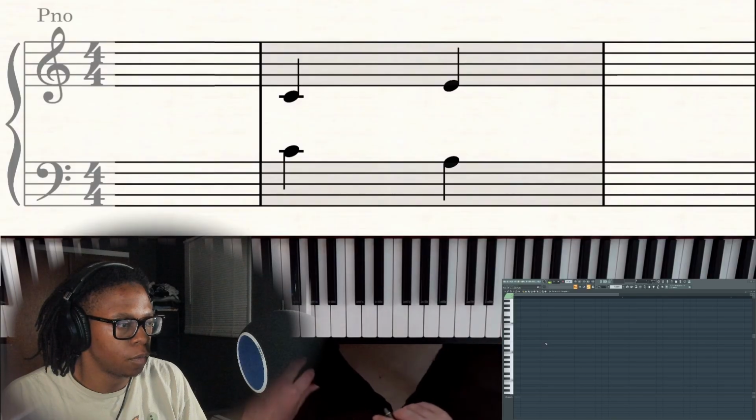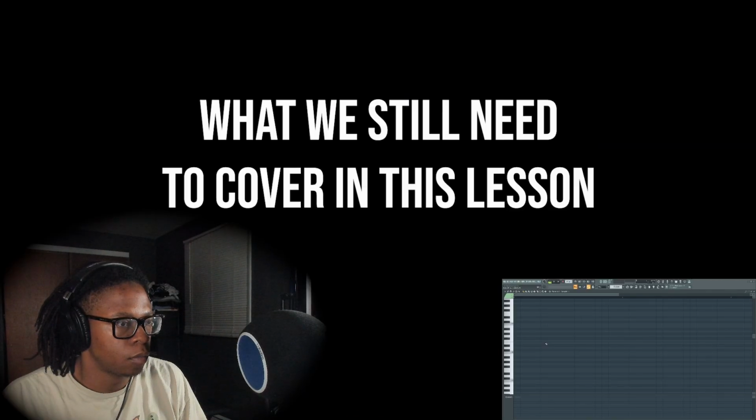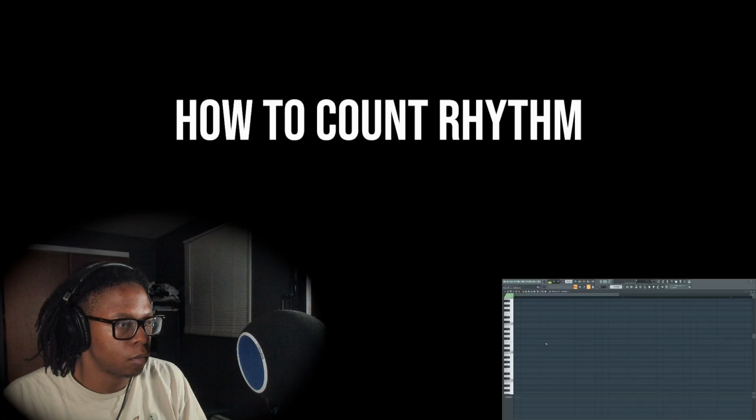Got it? Good. There are three really important sections left in this lesson. One is how rhythm works. The next one is playing your first exercise on the piano. And then we are going to finish things out with what books and materials you're going to need to start learning piano effectively. Let's get on to rhythm.